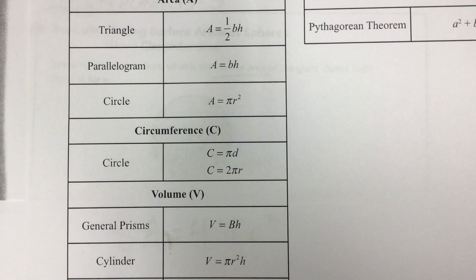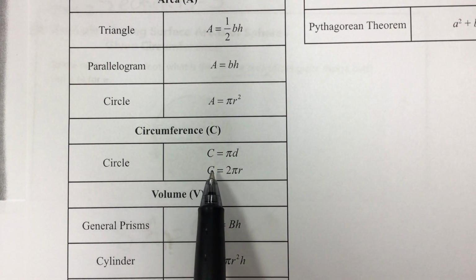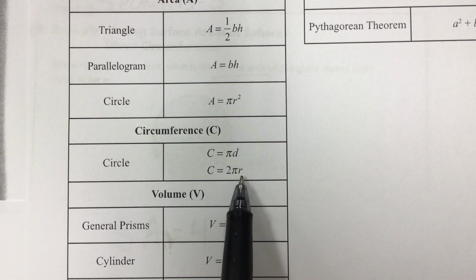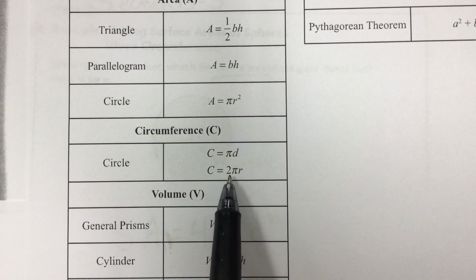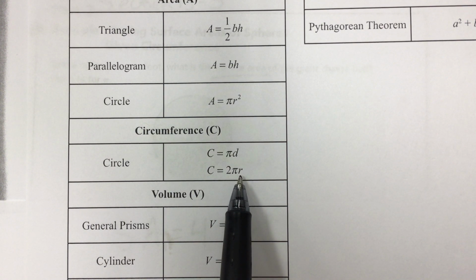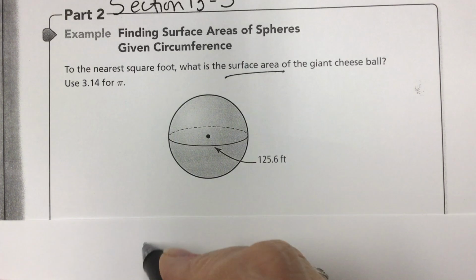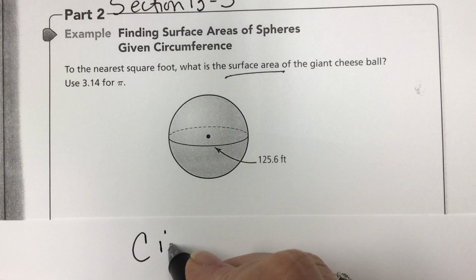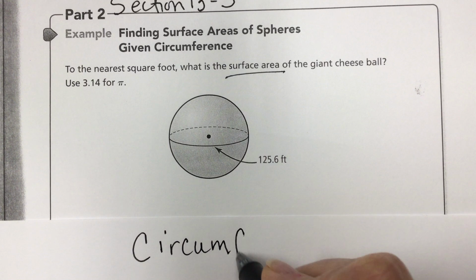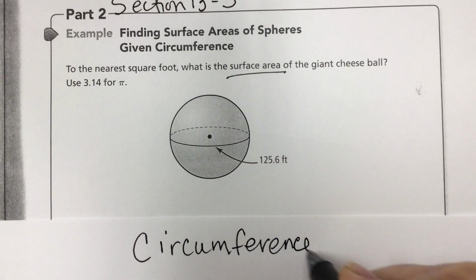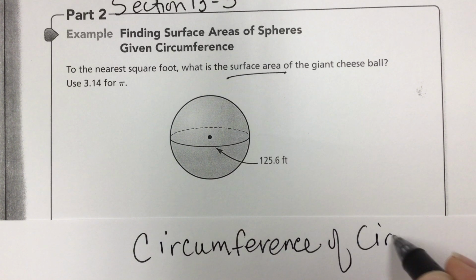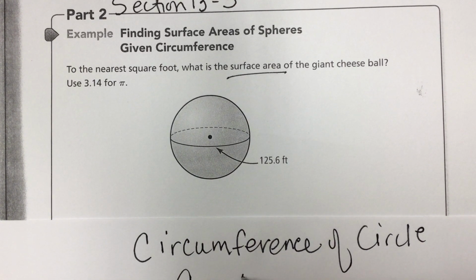So let's use the circumference formula of a circle. The circumference formula of a circle is C equals pi d or C equals 2 pi r. Well, we are needing r, so we will use the formula that has r in it for circumference. So the formula that we will be using to find the radius is the circumference of a circle formula. Circumference equals 2 pi r.